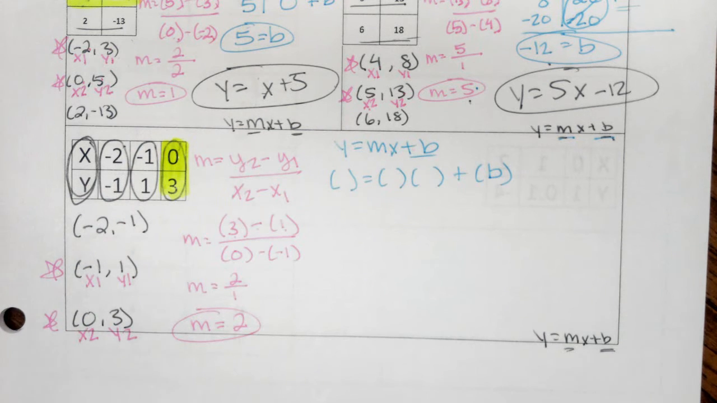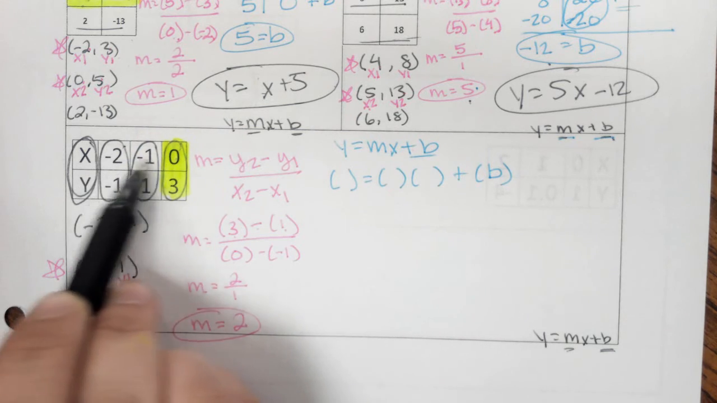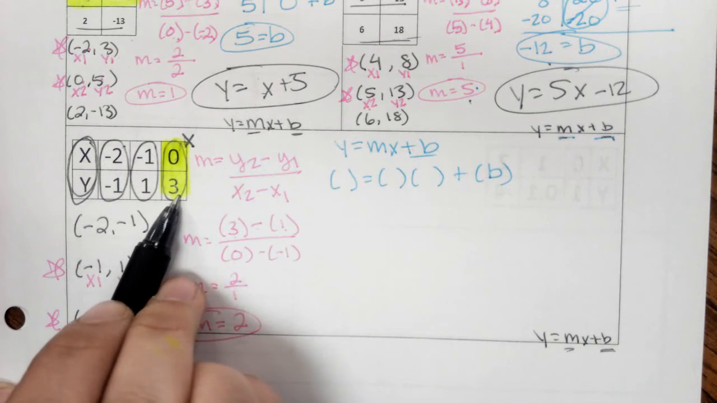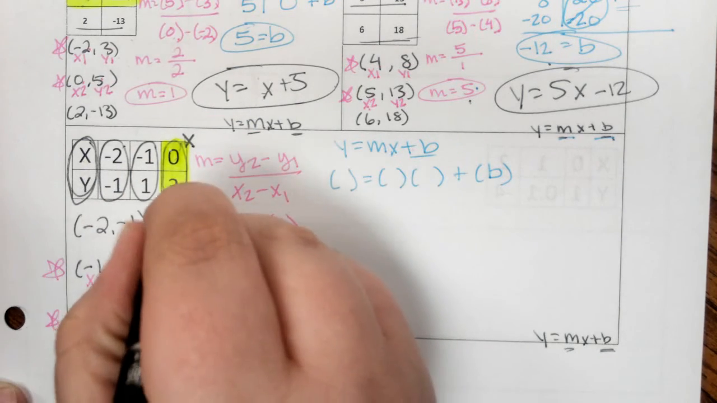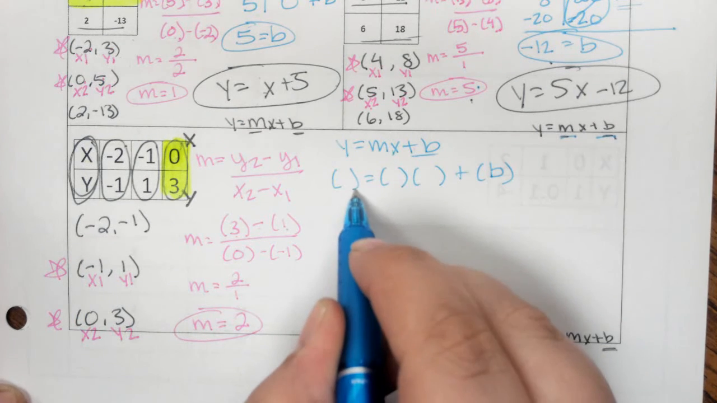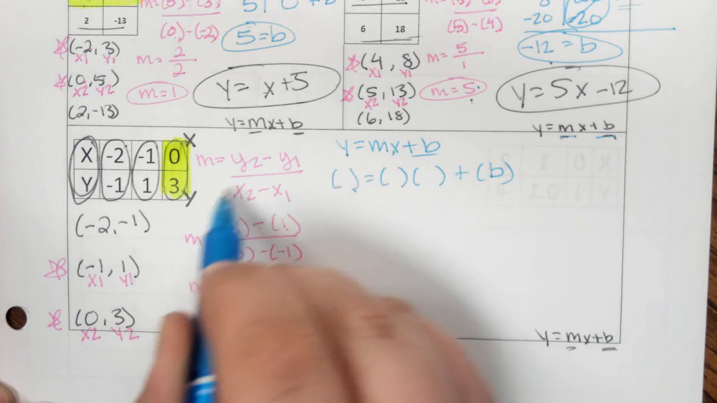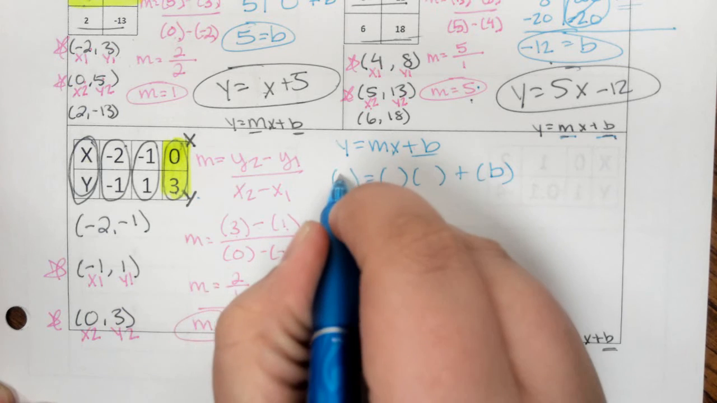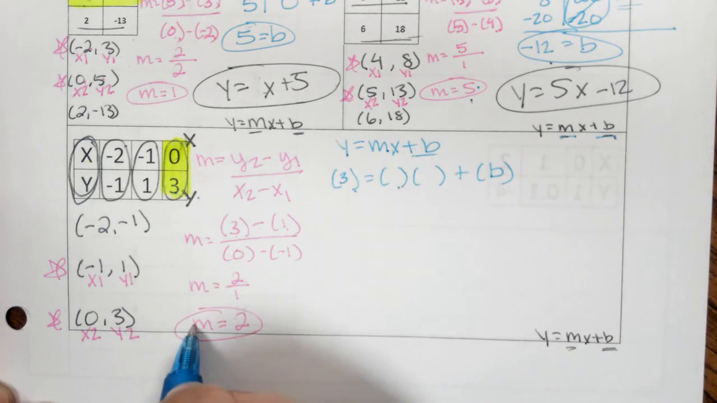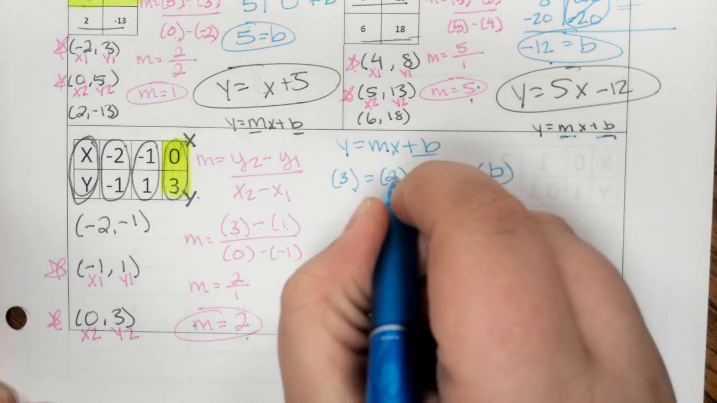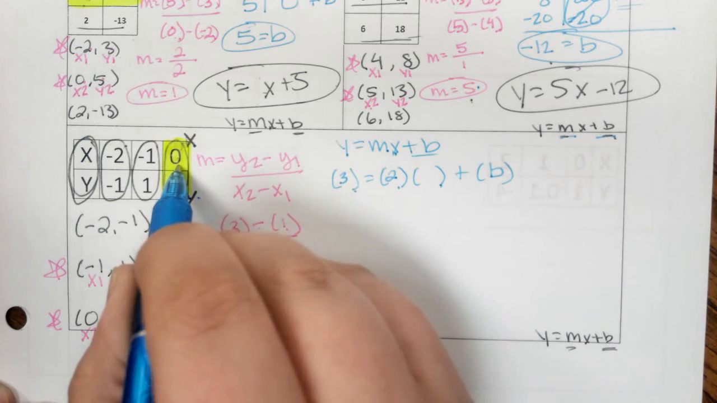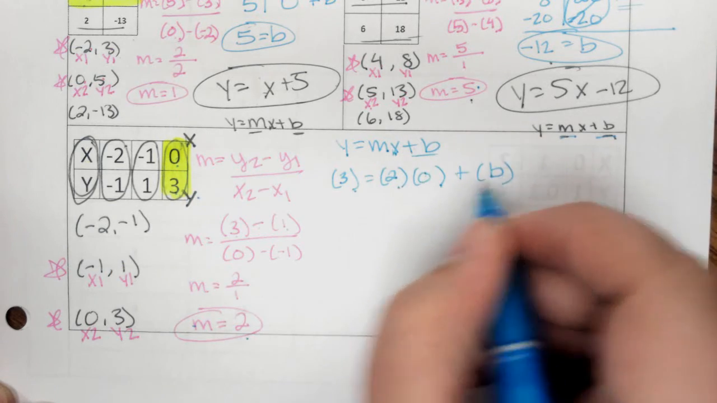I'm also going to label that. 0 is an x value. 3 is the y value. So in this bubble we have y, and y is 3. The next bubble is in place of m, and m we found was 2. The next bubble is x. x is 0, and then I have plus b.